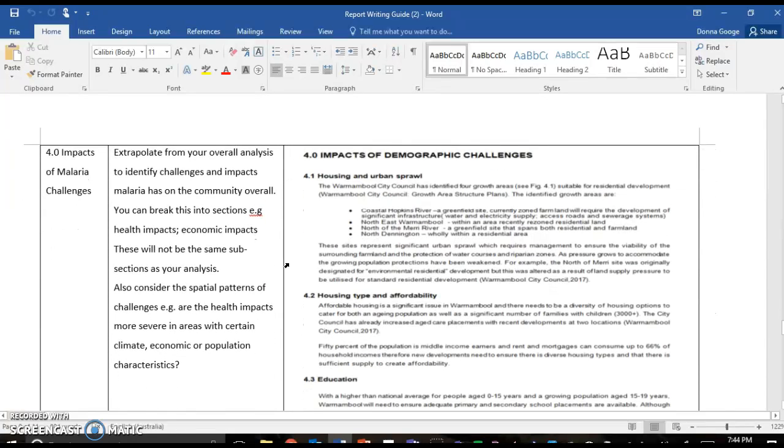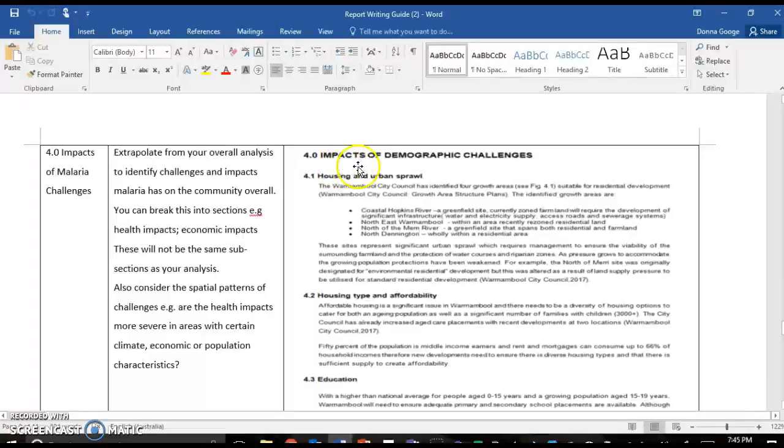The next part you then go on to is an overall extrapolation of the impacts of malaria challenges. This is going to be section 4. Now you can break this down again into subgroups. They won't be the same subsections as your analysis, because you're looking at impacts, not causes. So the analysis is about patterns and causes. The impacts is about, what does this actually mean in the future and currently what's happening?